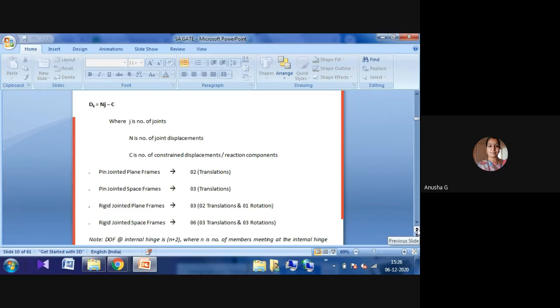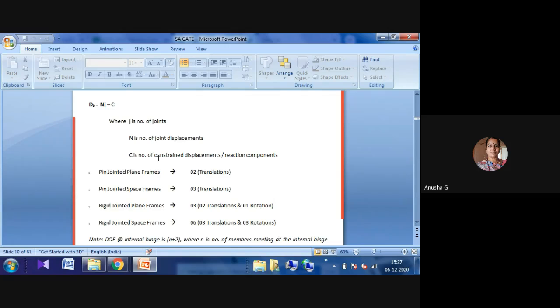Our formula for kinematic indeterminacy equals Nj minus C, where N is the number of joints or the number of displacements that have to be observed, and C is the constrained displacement or reaction component. For pin jointed plane frames, it is 2. For pin jointed space frames, it is 3. Like that, we have to consider according to our structural analysis. For rigid jointed plane frames it is 3, that is 2 translations and 1 rotation that we have to observe here. For a rigid jointed space frame, 6 will be there, 3 translations and 3 rotations.